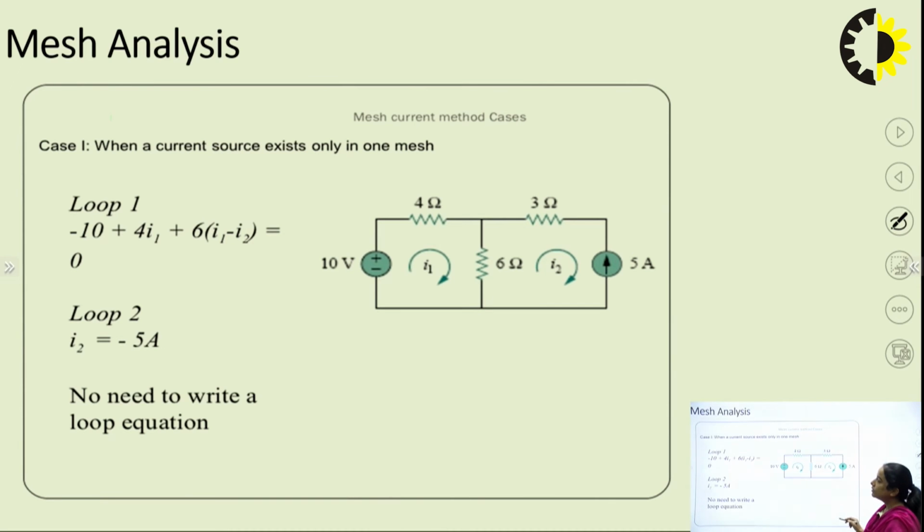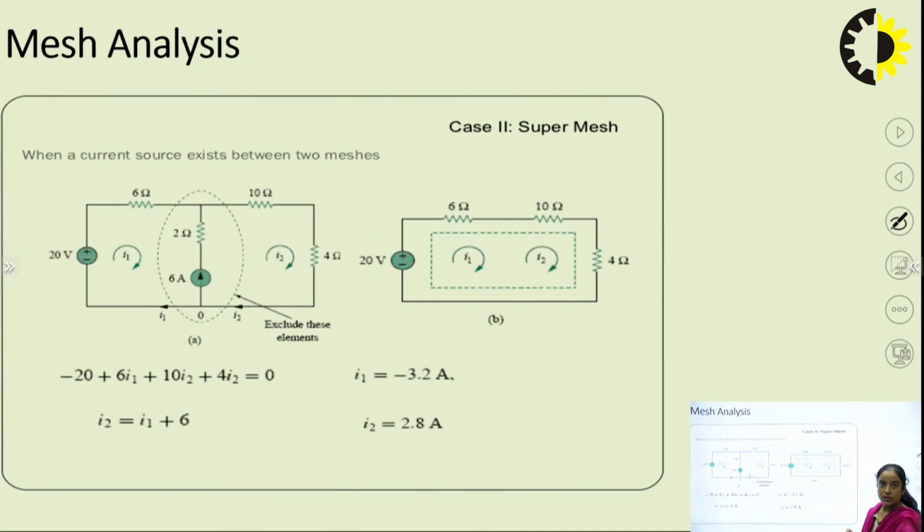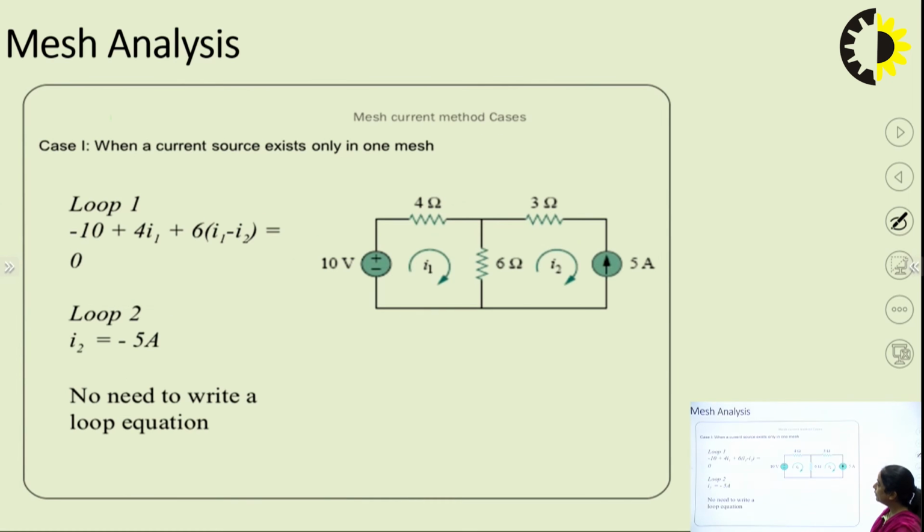Okay, so here a current source exists in this mesh, so you cannot write the KVL. Why? Because how will you write the voltage drop across this element? So this is the case of the super mesh. In the first loop, the equation has been written. Suppose you have considered I2 in this direction, that means I2 is minus 5. So you don't need to write a loop equation here. Okay, so it is simple.